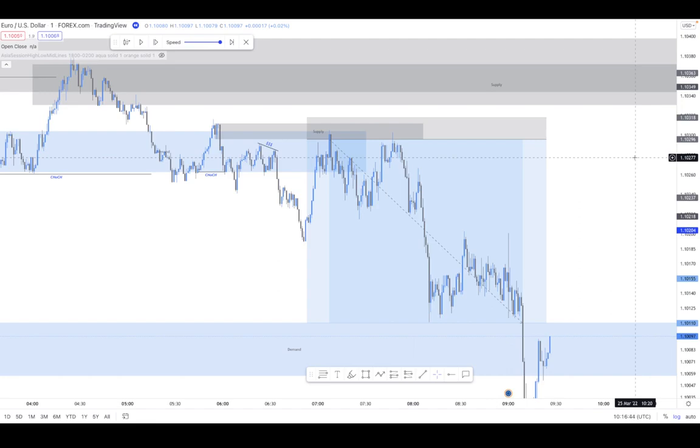Now, I don't always use just a 15 minute change of character and a 1 minute change of character. I actually have a full order flow trading plan that I will go from the daily down to the 4 hour, down to the 15 minute, and then into the 1 minute, okay.